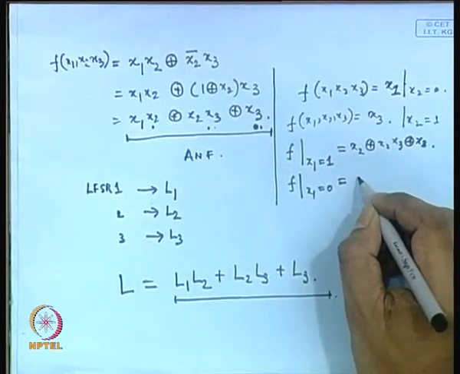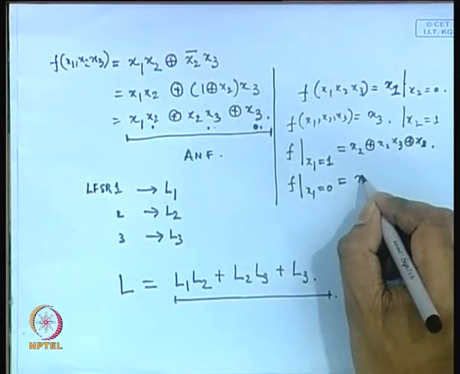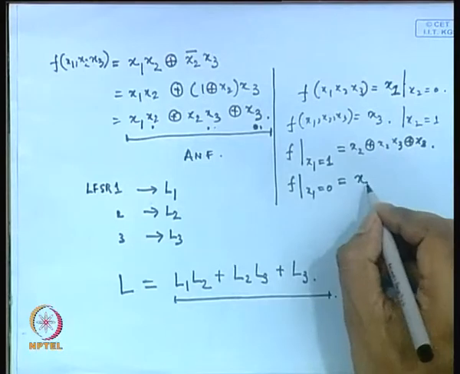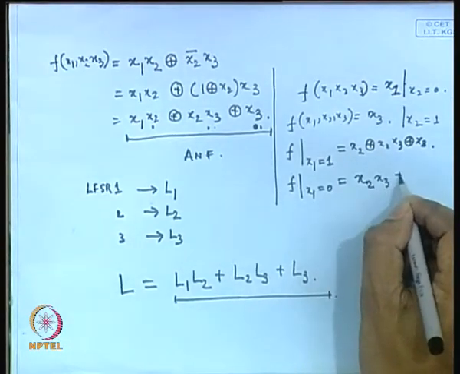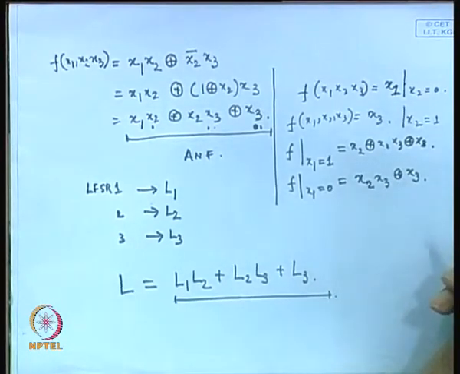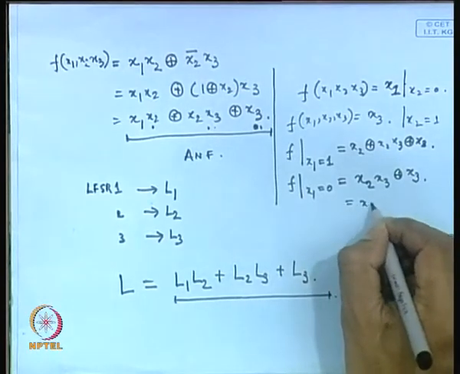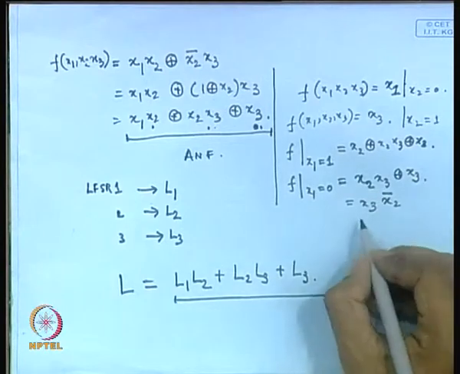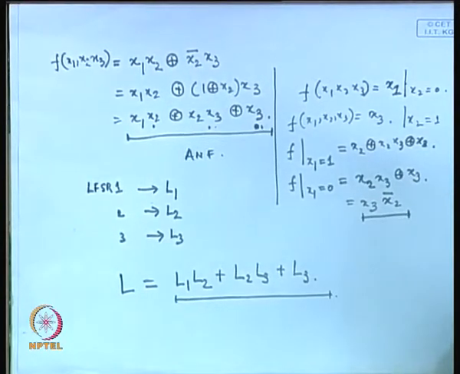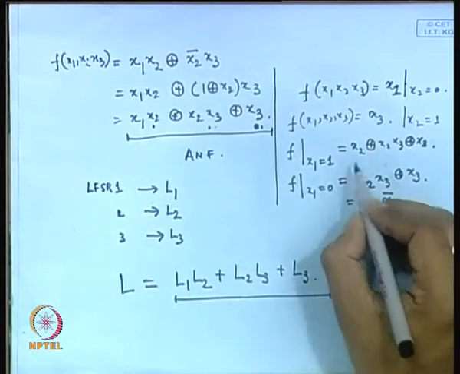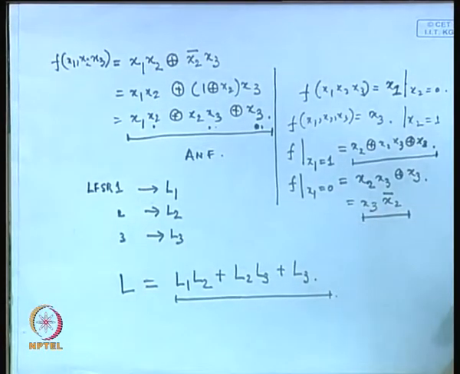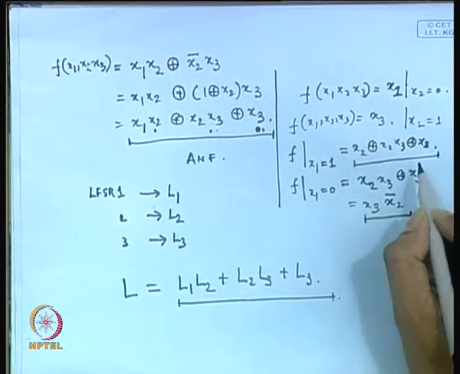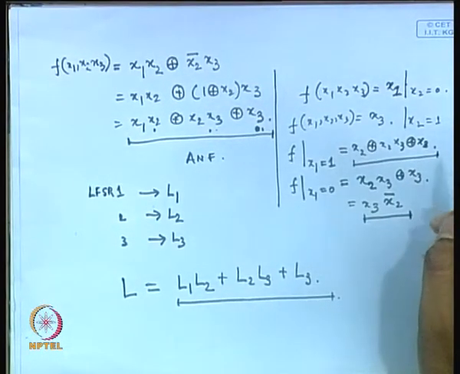Right, you get x2 x3 XORed with x3. So, what about this? You can write this as x3 x2 bar. So, you see that this is no more a balanced function. This was a balanced function, or was it? I do not think this one was balanced either. So, yeah.